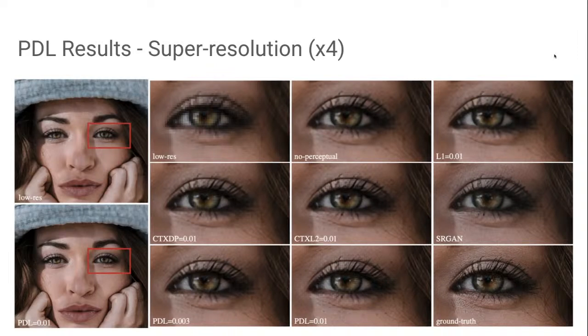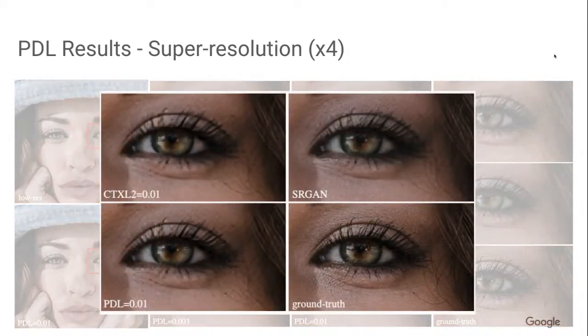Here, we present some results when training models for single image super resolution. The results are superior to the ones with other reference based losses and competitive to adversarial loss while producing a lower distortion on the pixel space. Here we show a close-up of the best performing models.